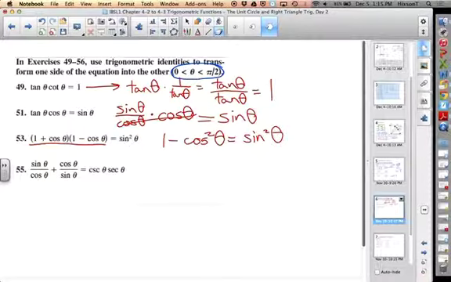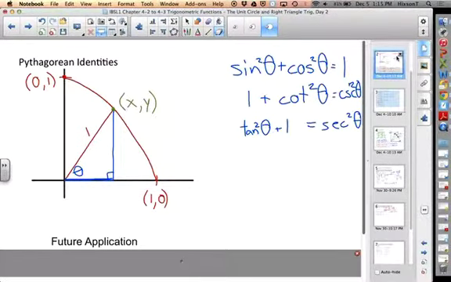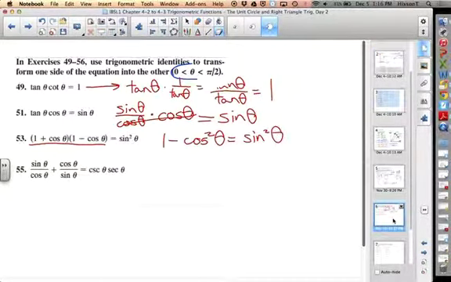How did I get from here to here? You foiled it. Yeah, we FOILed it. We just multiplied the two together. These are conjugates, so the outers and inners cancel out. We just have 1 minus cosine squared. And if you remember our Pythagorean identity, we said you can use algebra to rearrange this. So if I subtract the cosine squared, 1 minus cosine squared equals sine squared.